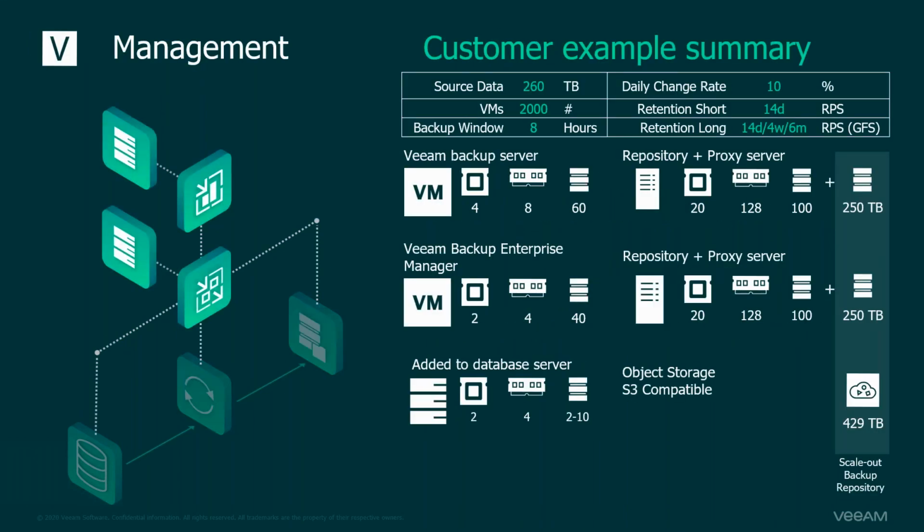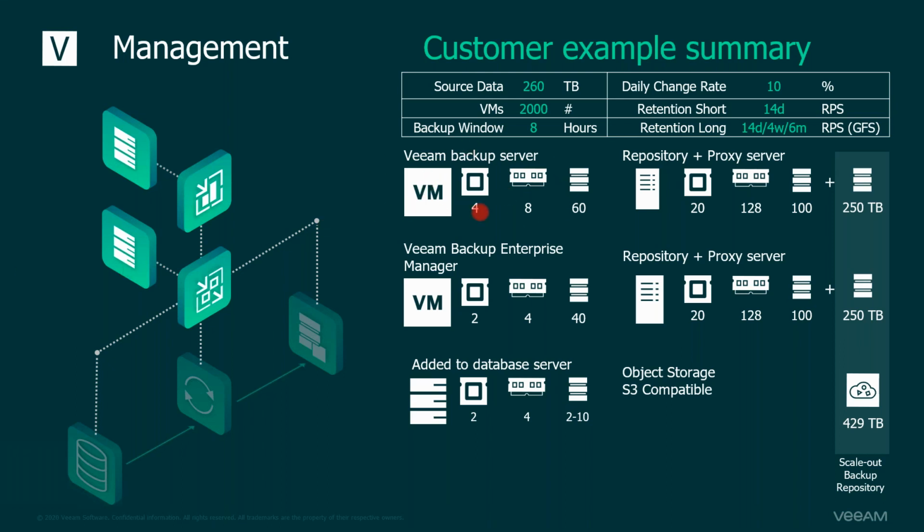So summarizing our customer here, they had 260 terabytes of data, 2,000 virtual machines, and an 8-hour backup window. We had a 10% change rate, and we had 14 days retention on premises. We also wanted those same 14 days off premises with 4 weeklies and 6 monthlies GFS. And each one of these is what we sized out, right? We sized up the backup server.